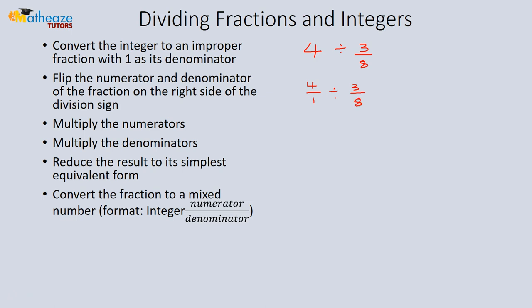So now what we're going to do is write the fraction on the left hand side, change this to a multiplication sign, and then flip the fraction on the right hand side. So this is going to give us 4 times 8 over 3, which is 32 over 3. Now when we divide 32 by 3, 3 goes in 32 10 times with a remainder of 2, and we're dividing by 3.